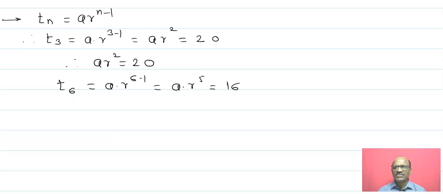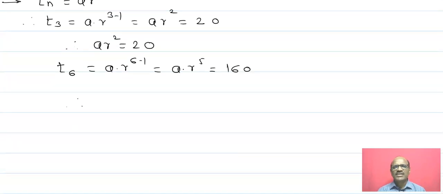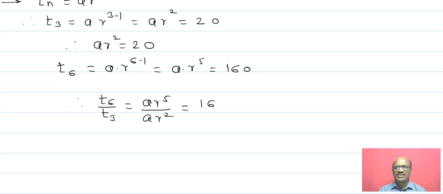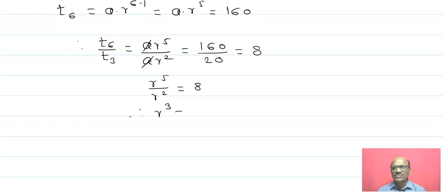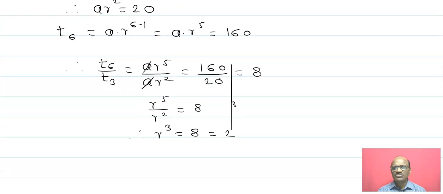At the same time we find out the T6. T6 is equal to A into R raised to 6 minus 1, that is A into R raised to 5, that is equal to 160. Therefore T6 upon T3 is equal to AR raised to 5 upon AR square, that is 160 upon 20. A gets cancelled, therefore we are getting 8. That is R raised to 5 upon R square, that is R raised to 3, is equal to 8, that is 2 raised to 3. Therefore, the value of R is equal to 2.